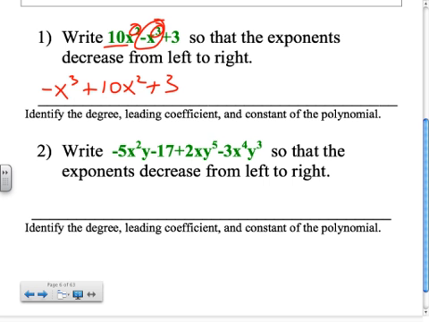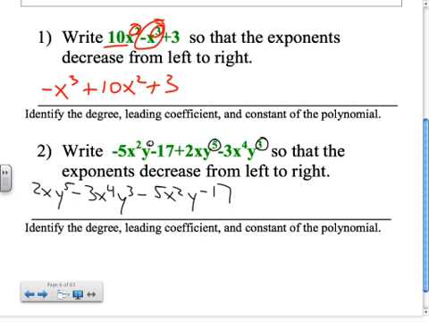The way I would do this problem is, when it says write that so that the exponents decrease from left to right, I'm going to find the biggest exponent. That 5 is my biggest exponent, so I know that term is going to be my first term. So I have 2xy to the 5th, and then I'm just going to decrease my y's. The next biggest y exponent I have is that 3, so I have minus 3x to the 4th, y to the 3rd. The next biggest y I have is just 1, so I have minus 5x squared y, and then I have the minus 17 all the way at the end.